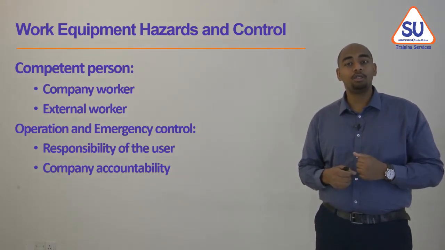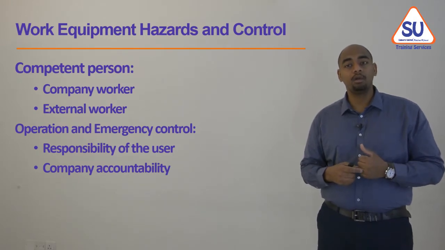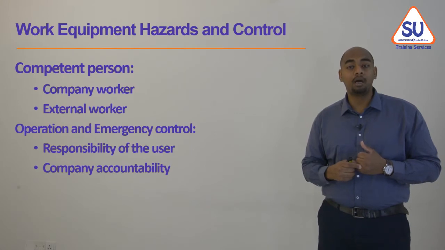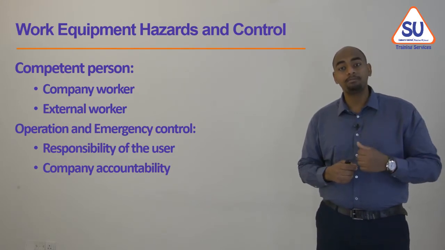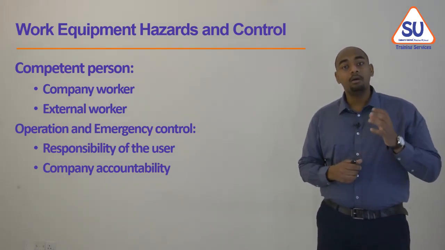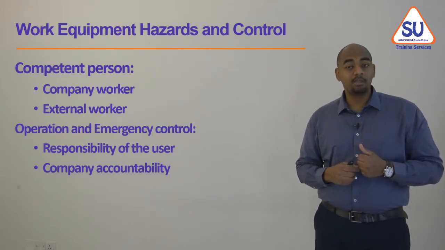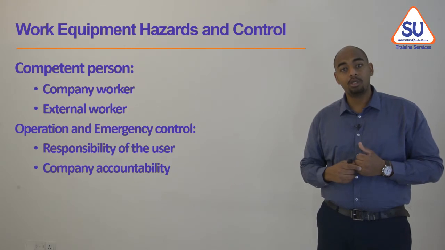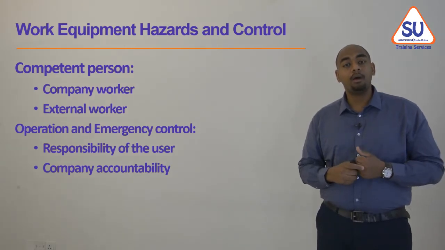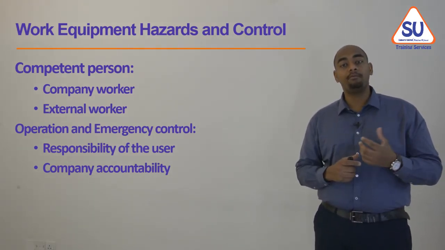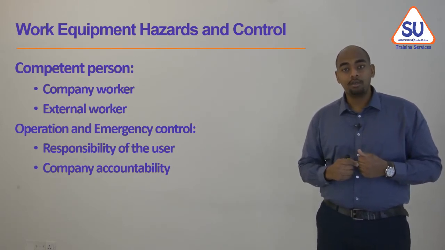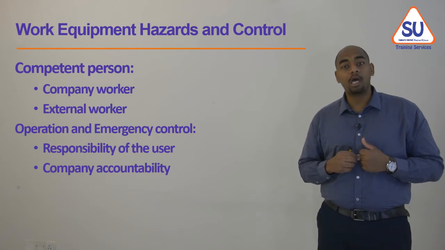Operation and energy and emergency control, including the responsibility of the user and the company accountability. The users are ultimately responsible to maintain very good operation while using those machineries, and the company is also accountable if any accidents happen, in order to change those equipments and also to examine them properly and maintain them in a very proper way.